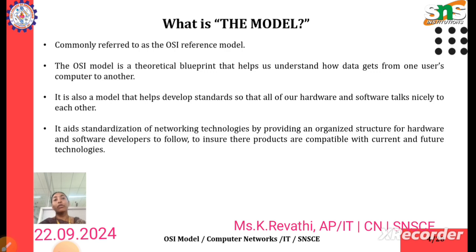Commonly referred to as the OSI reference model, the OSI model is a theoretical blueprint that helps us understand how data gets from one user's computer to another computer. It is also a model that helps develop standards so that all of our hardware and software talk nicely to each other. It aids standardization of networking technologies by providing an organized structure for hardware and software developers to follow to ensure their products are compatible with current and future technologies.